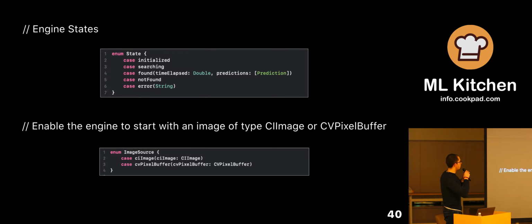I also enable the engine to start with different images: CIImage or CVPixelBuffer, especially because if someone later wants to use live detection, it's really easy to do with CVPixelBuffer. I don't use it today, but just in case someone wants to use live detection.